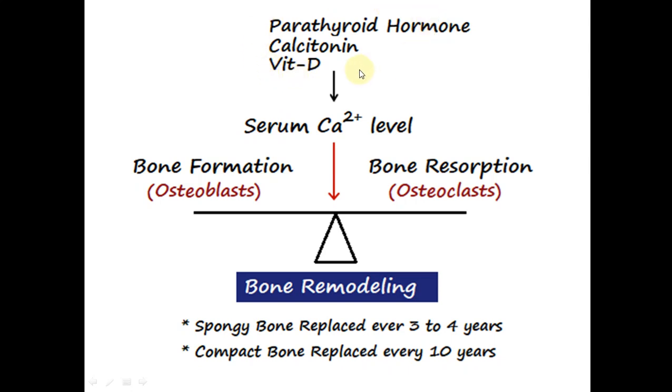So overall, these factors affect the serum calcium level, and the serum calcium level then affects bone formation or bone resorption. And as we know, the trabecular or spongy bone is replaced every 3 to 4 years, while the compact or cortical bone is replaced every 10 years.